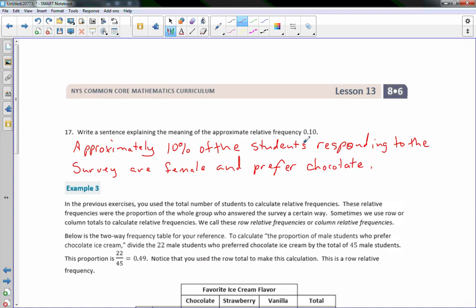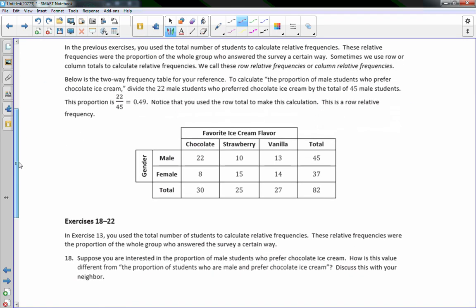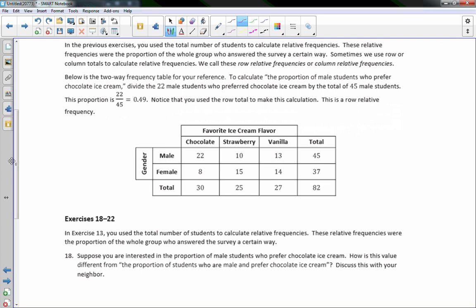Okay, approximately 10% of the students responding to the survey are female and prefer chocolate. Okay, moving along. Example 3. In the previous exercises, you used the total number of students to calculate relative frequencies. These relative frequencies were the proportion of the whole group who answered the survey a certain way.